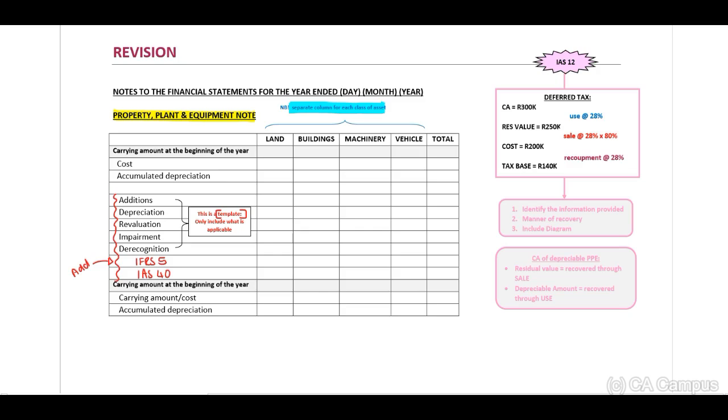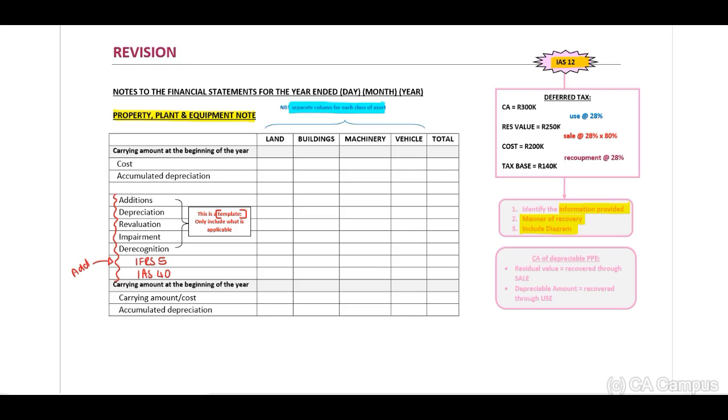Then I just quickly want to touch on IAS 12. It is extremely important that you identify the manner of recovery. Therefore, first you need to identify what information they've provided to you. Then you need to identify the manner of recovery. And my recommendation, always include a diagram, a timeline, to ensure that you understand the information provided.